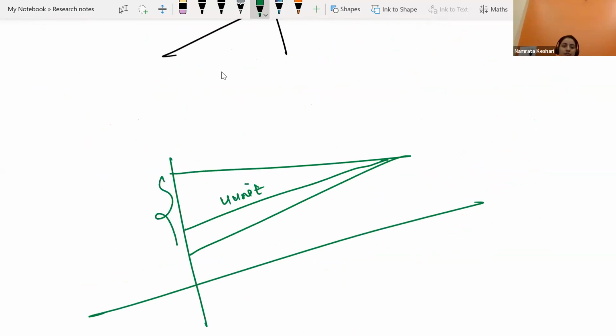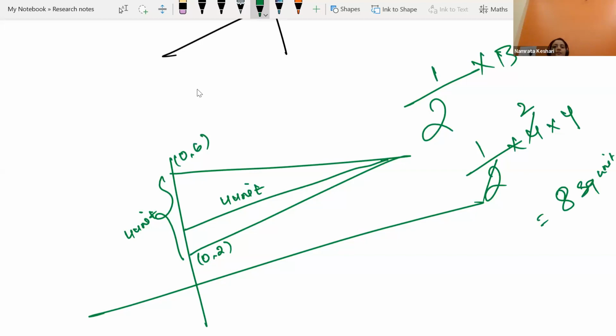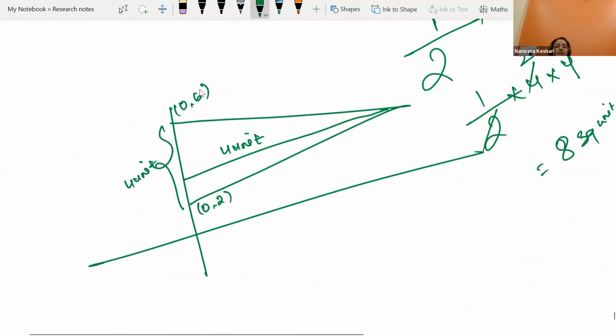The base is also 4 unit. Check it, from 0 comma 2 to 0 comma 6 we have found the distance is 4 unit, and the formula is 1 by 2 into base into height. So 1 by 2, base is 4 and height is also 4. So is it 8 square unit? Yes, ma'am. Tejas, it is 8 square unit. Perfect. Everyone getting it?